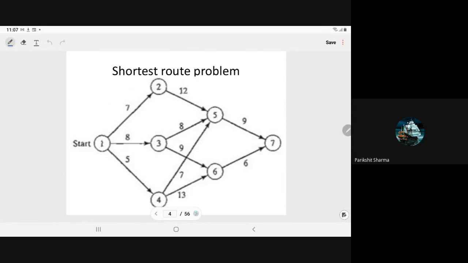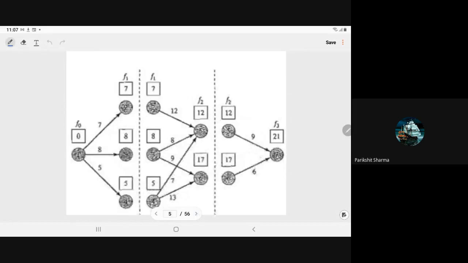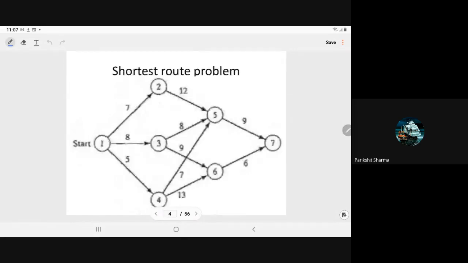What is the technique? As in dynamic programming we have seen, we divide our problem into stages. So how are we dividing our problem here? First we divide from the start to the first intermediate cities, then from the first intermediate cities to the second intermediate cities, then from the second intermediate cities to the destination.